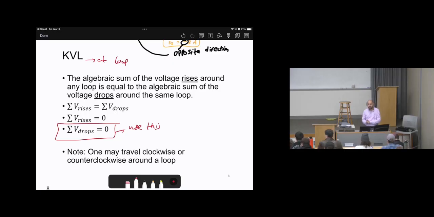So when we apply it at a loop, we need to travel either clockwise or counterclockwise. In order, again, to standardize our analysis, we will use only clockwise. We will use this as well. We will travel clockwise. And also, to standardize this, we will start from the left bottom corner. Clockwise, and start your KVL from the left bottom corner.